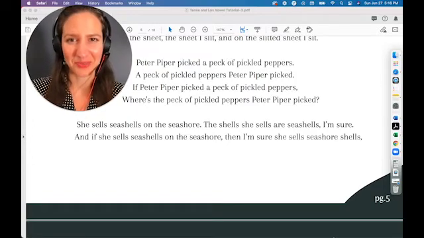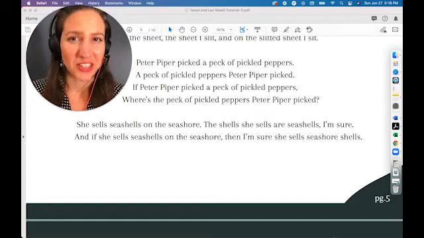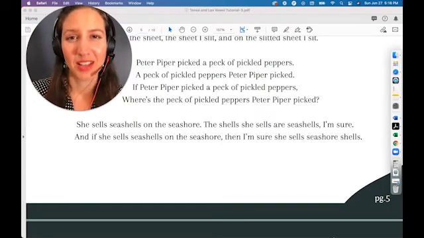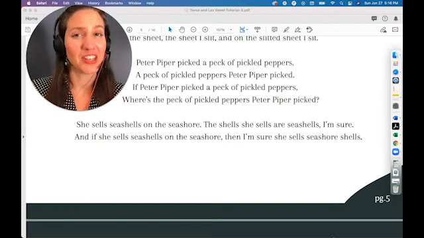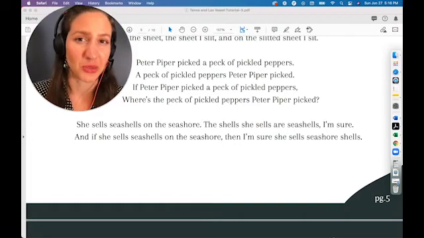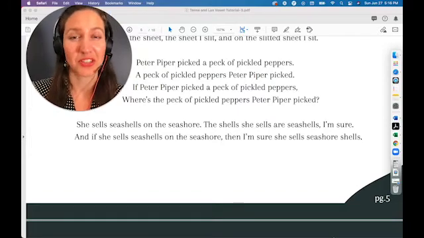A little faster. She sells seashells on the seashore. The shells she sells are seashells, I'm sure. And if she sells seashells on the seashore, then I'm sure she sells seashore shells.